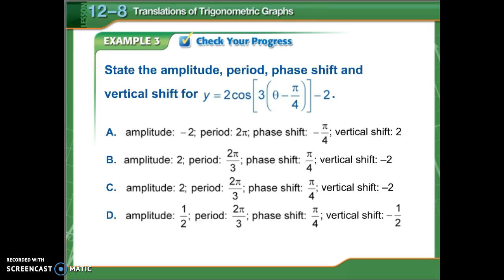Here's one to check your progress on for example 3. Go ahead and pause the video. Work out the problem. You're looking at 2 cosine of 3 times theta minus pi over 4 minus 2. You need to find the amplitude, the period, the phase shift, and the vertical shift. So go ahead and work that out. Pause the video as long as you need, and then advance to the next slide when you have your answer.